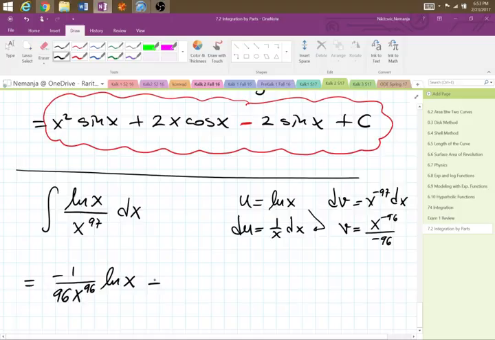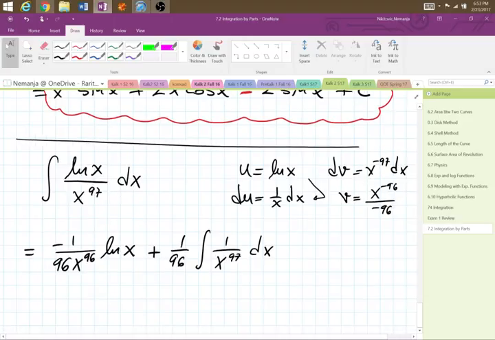Minus and minus will give me plus the integral of, and look what we have. Very simple stuff, right? I'll take 1 over 96 outside as well. And I have the integral of 1 over x to the 97, because you have 1 x here and 96 on the other end. So as you can see, it's only one integration.